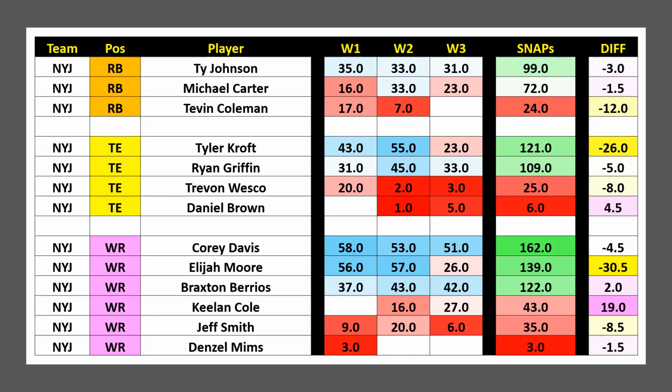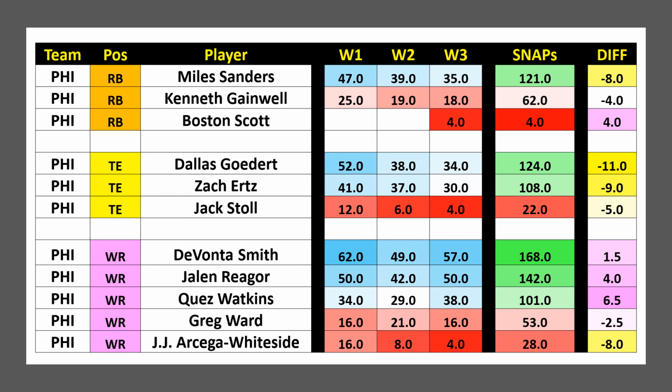Ty Johnson and Carter, you thought Carter was on his way up, and then he takes a down. He's number 2. Ryan Griffin is 1. Croft was down. I don't know if I take any. Davis, Berrios, number 2. Moore, Cole. I guess Berrios is worth a speculative add.